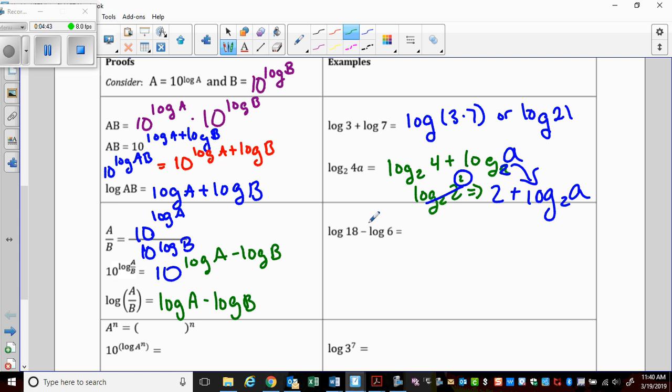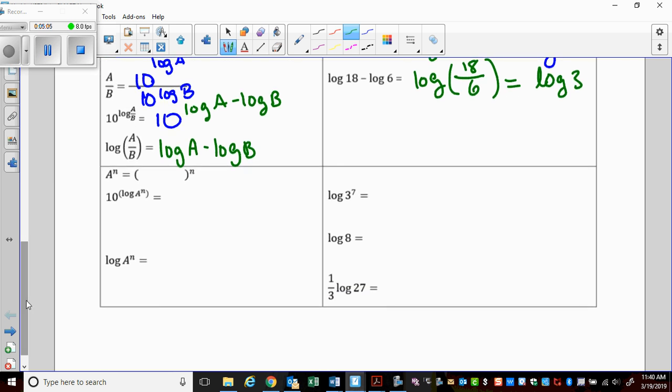So log of 18 minus log of 6 is equal to log of 18 divided by 6. And you can actually simplify this, which is log of 3. Okay. You can use your calculator to evaluate that, but usually that's all we want.